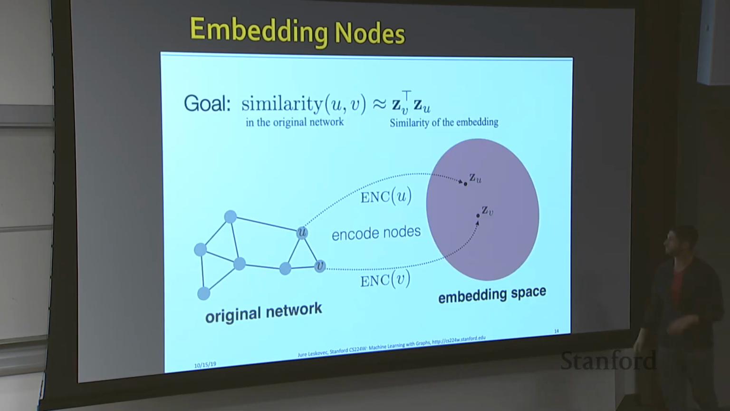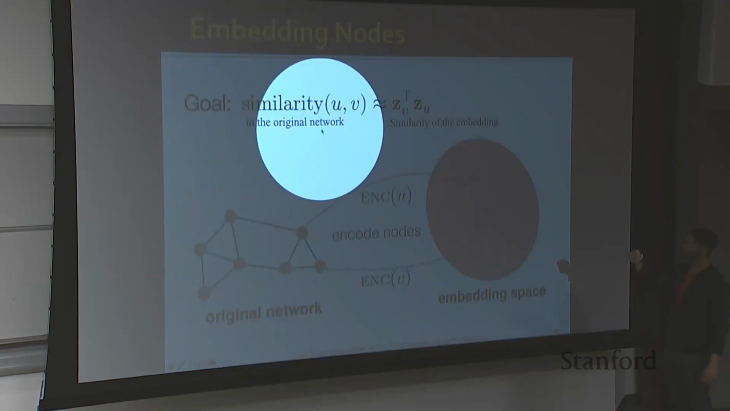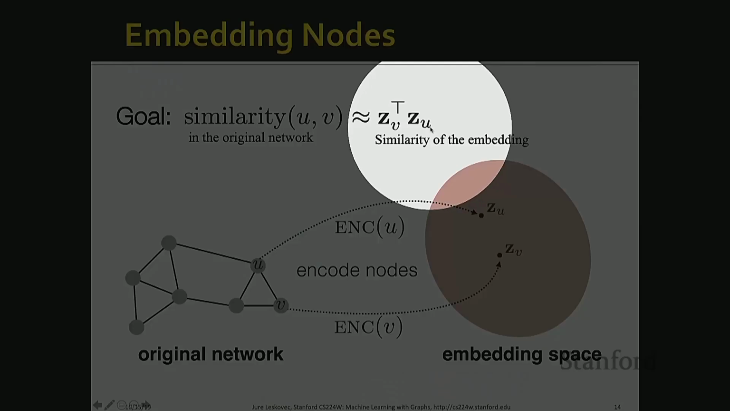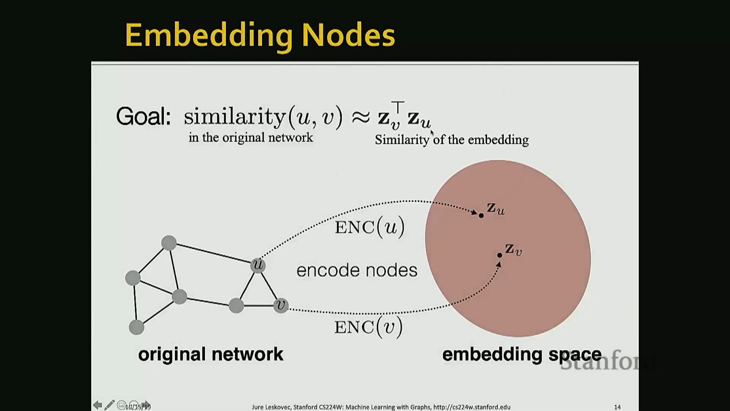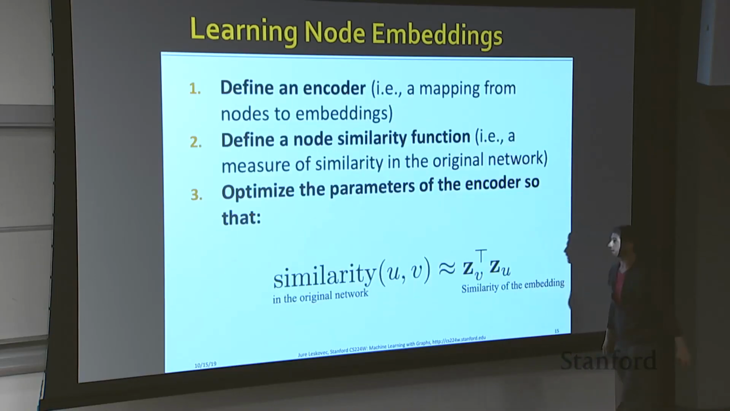So this is basically what we were just saying. This is our goal. Given the similarity in the original network, one way to compute the similarity between the vectors is to take their dot products, or, in case all the coordinates are positive, it's basically the cosine of the angle between them. And as I said, we need to first define this similarity, and then once we have done that, we can come up with our encoding function.